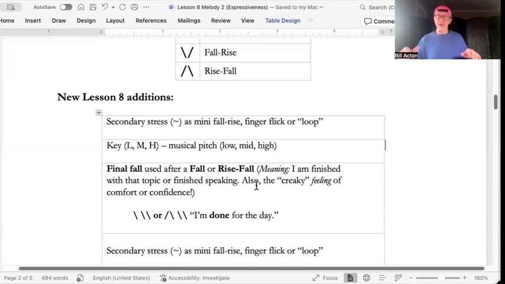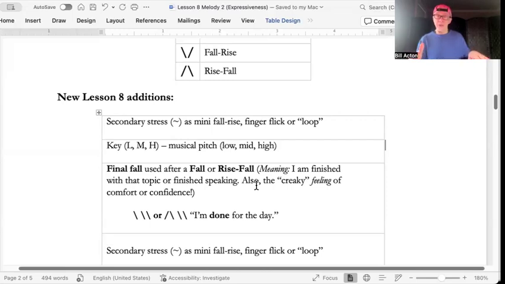I'll give you an example of what I mean. Let's take a sentence like "that's very interesting." I'm going to use a fall here. If I just did a fall, it'd be "that's very interesting." But if I put a secondary stress over here, something like this: "that's very interesting." A little fall rise. See that? I could do it as a flick, a thumb flick. "That's very interesting." Do it that way.